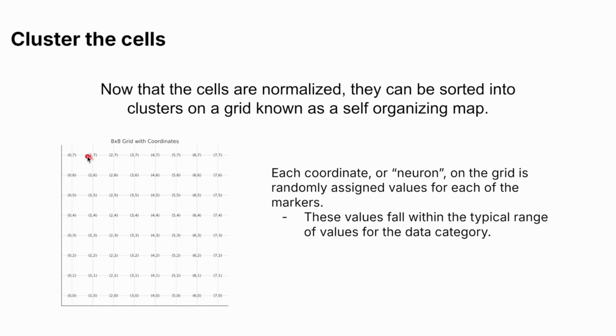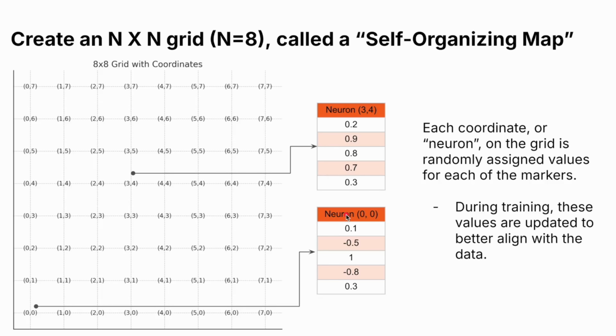Basically, we create this 8 by 8 grid, starting from 0, 0 over here, going to 7, 7 here, so this is 64. And then we initialize every single neuron here with a 5-value vector of random values. We do that for all 64 of these neurons. Don't worry too much about how these are initialized, but just know that this grid is initialized with a bunch of random values. For example, neuron 0 might be 0.1, negative 0.5, 1, negative 0.8, 0.3. This neuron over here, 3, 4, might be 0.2 to 0.3. During the training, these values are going to be updated to better align with the data.